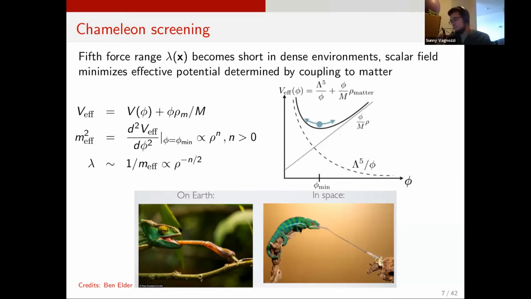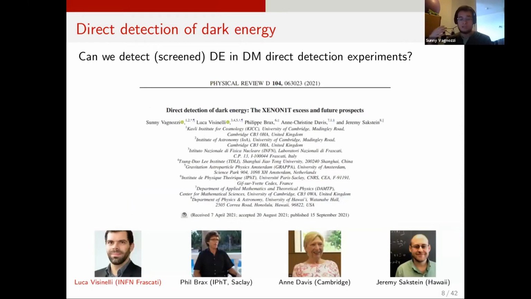Okay, so now the question becomes: we know that we can couple dark energy, if it's a new particle, to visible matter, provided we have some form of screening mechanism. So the question is, can we actually go and detect screened dark energy on Earth, using perhaps experiments which are otherwise devoted to searching for dark matter?